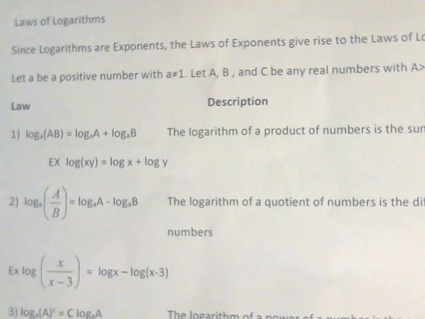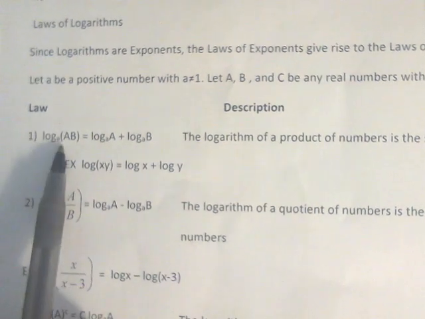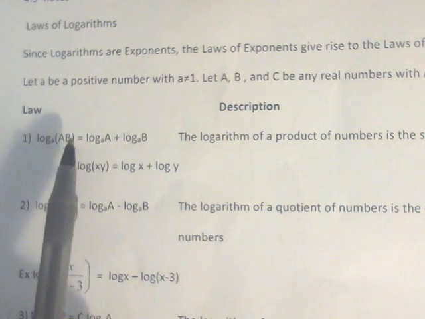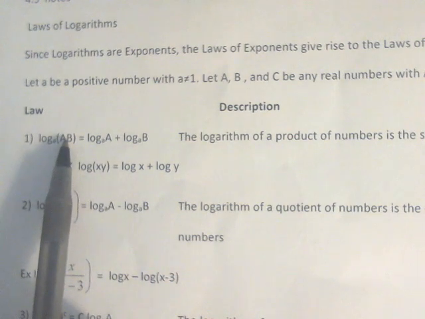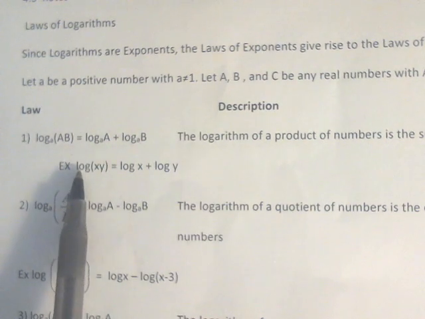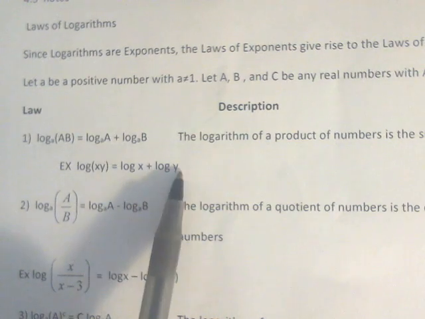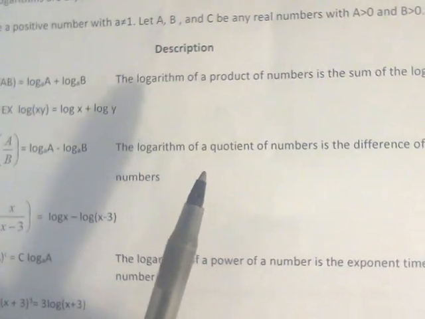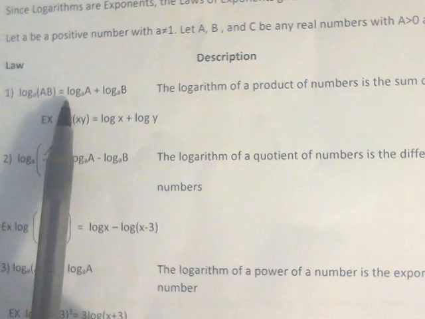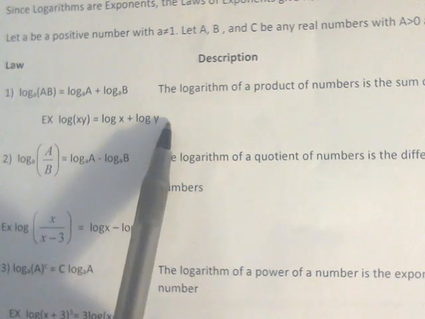Okay, so we have law 1, which is the log of a product. So the logarithm of a product is the log of the first term plus log of the second term. So for an example, if I have the log of x times y, I can rewrite that as the log of x plus log of y. Okay, so just try to do your best just to apply the law. Look at what you got in front of you and then apply the appropriate law to that situation.